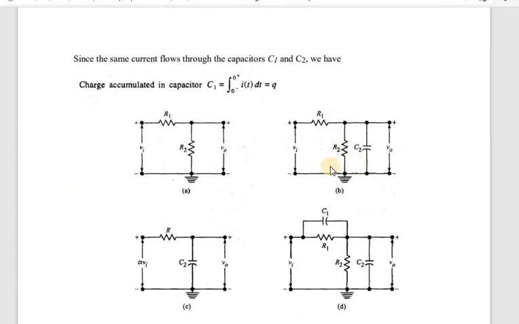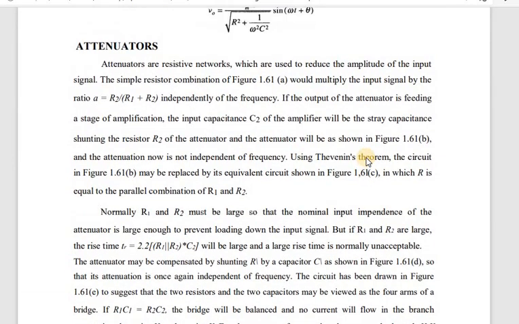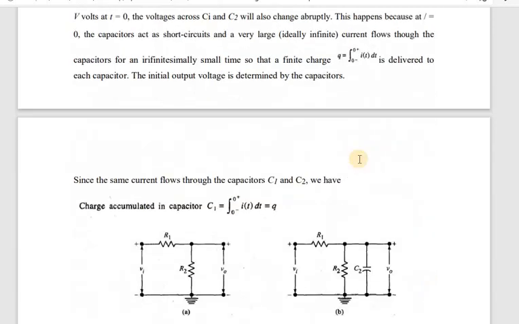Suppose in this condition, whatever output we have got from this attenuator is feeding, meaning this is giving the input to some other amplifier. You have attenuated here, and this output has to be given as the input to some amplifier. In that condition, the capacitor C2 will be acting as the input capacitance of the amplifier, a stray capacitance shunting the resistor R2 of the attenuator, and it will be stopping the current from R2. And the attenuator that is used for that particular condition is this part.